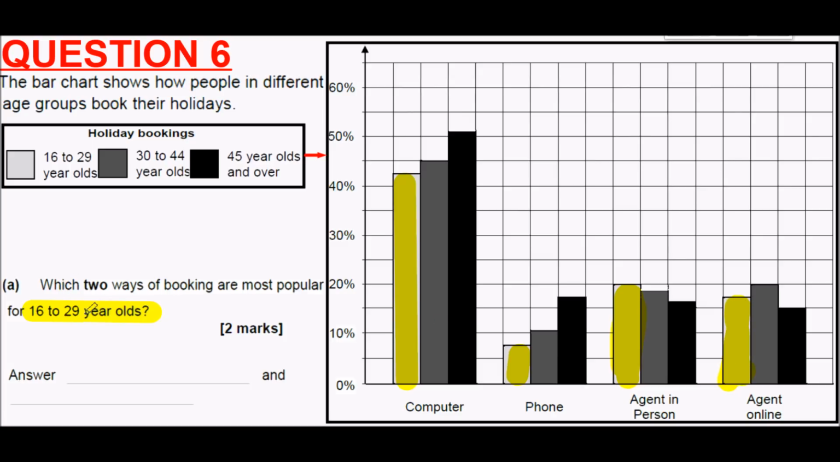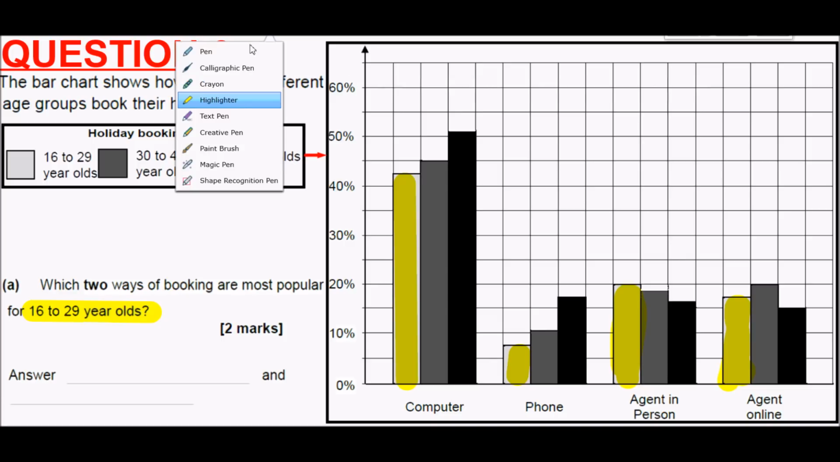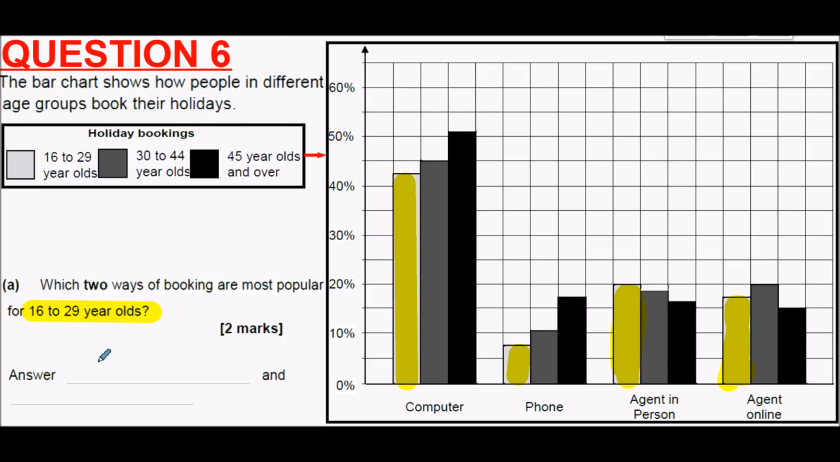And so for 16 to 29-year-olds, what 2 ways of booking are most popular? Well, for 16 to 29s, quite clearly, on a computer is by far the most popular. So the first one is computer. That's the most popular way. And the second most popular, phone is the least, agent online is third, agent in person is slightly higher. So the second most popular for 16 to 29-year-olds is to use an agent in person. So 2 marks for getting both of those, 1 mark if you get one or the other.